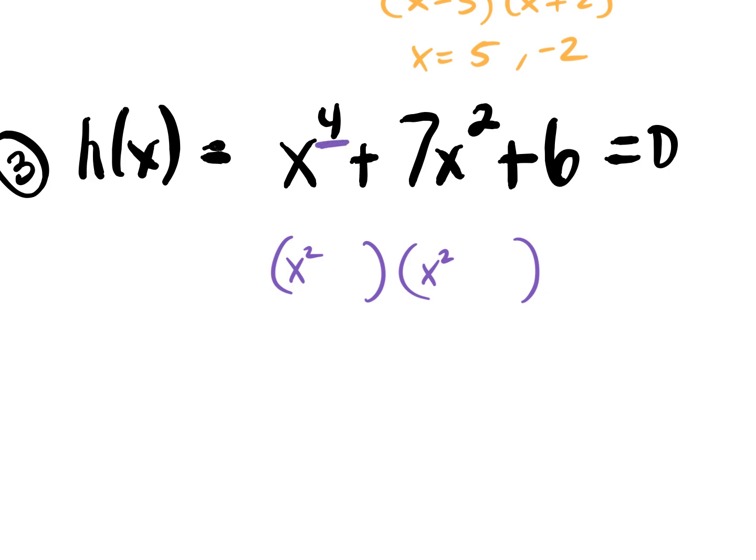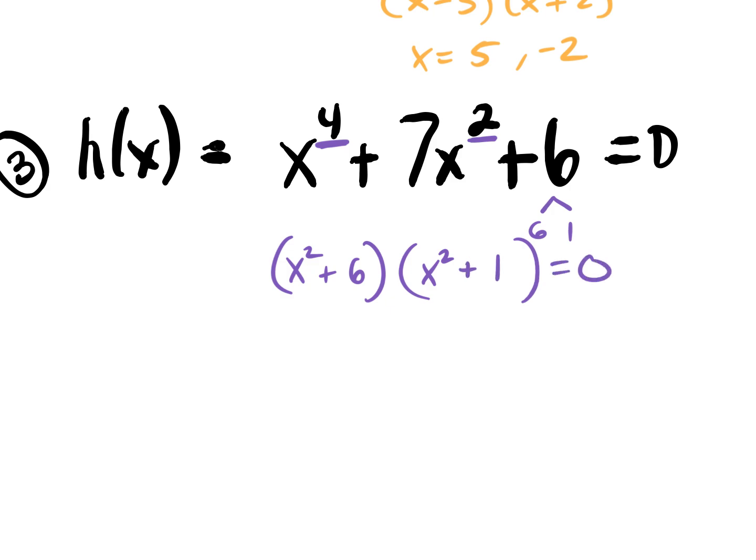Now it only works when you have an even exponent and the middle adds up to be whatever you split it up to. So if we had x to the 3rd power, you wouldn't be able to factor. Do we have 2 factors of 6 that add to 7? Yeah. 6 and 1. So x squared plus 6 and x squared plus 1.